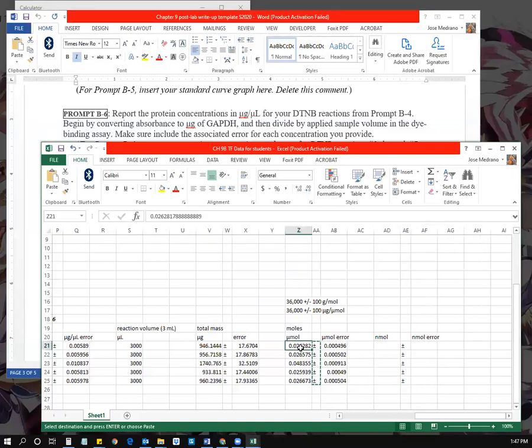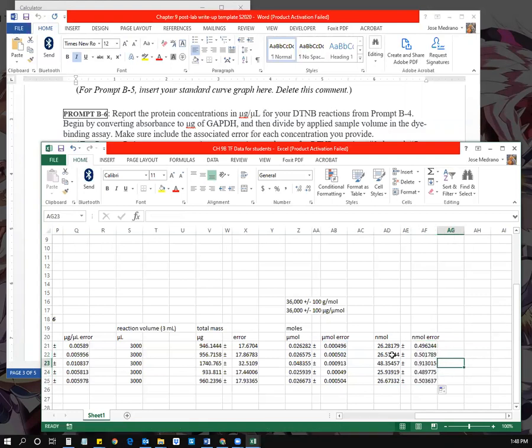And this, we know that there are 1,000 nanomoles for every micromole. So this conversion has no error associated with it. So when we're just going to multiply our micromoles and micromole errors by 1,000, we don't need to do the traditional error propagation calculation. We can just multiply both of these two different values by 1,000. So I'll just go ahead and do a formula where I can just take this entire column and multiply it by 1,000 and do the same thing for the error as well.